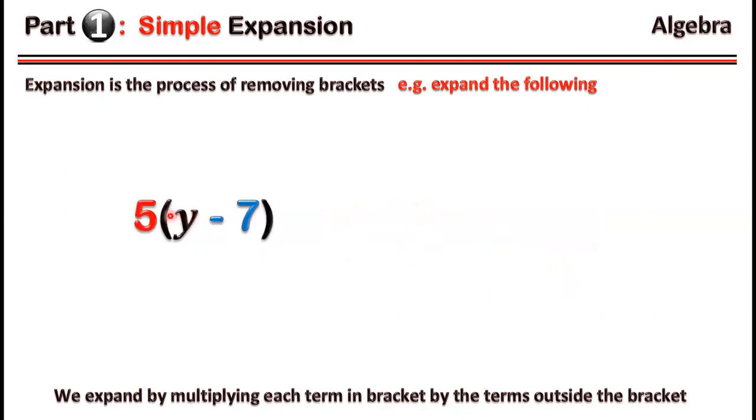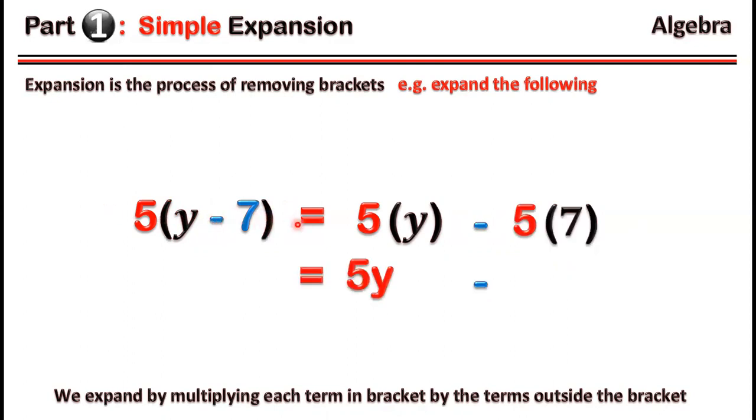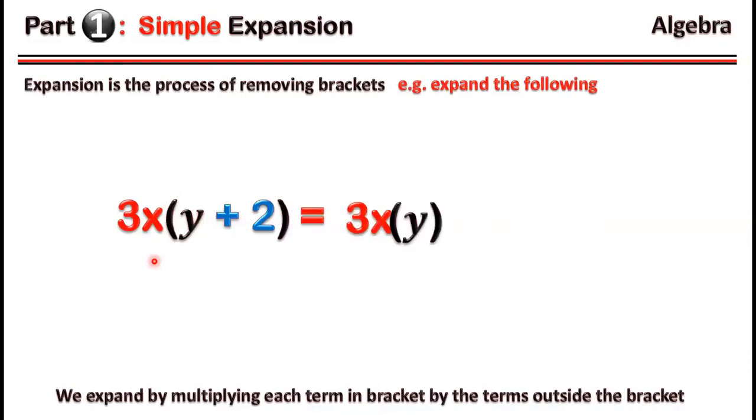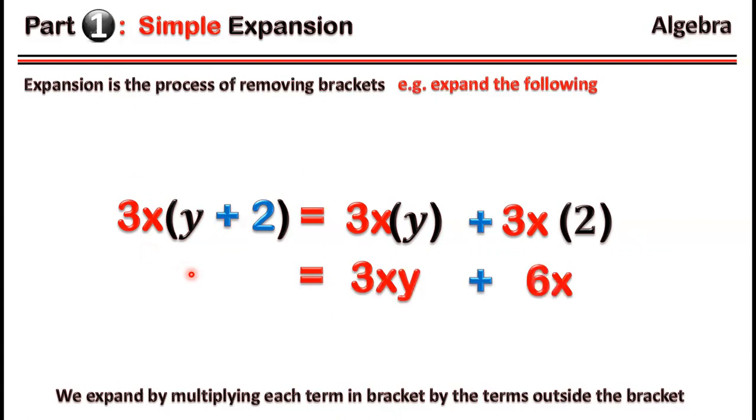Right, we have 5 into y minus 7. So to expand this one, we have 5 times y, which is 5y, and 5 times minus 7, or you can take minus 5 times 7. That gives us 5y minus 35. Okay. Now 3x times y plus 2. So we have 3x times y is 3xy. Then plus 3x times 2, we have 6x. So we have 3xy plus 6x.